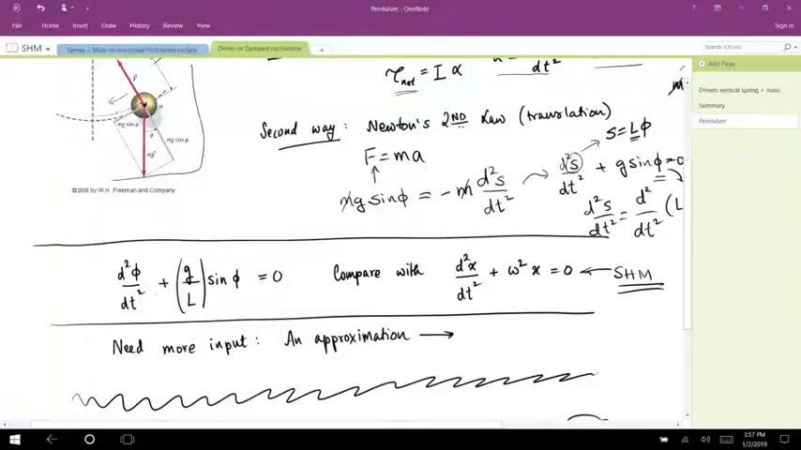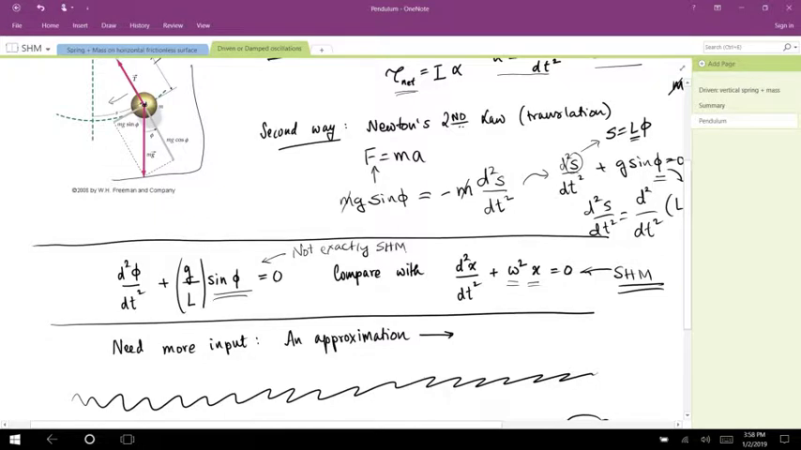Well, the d2phi/dt2 kind of looks like d2x/dt2. The g/L, maybe it looks like omega squared. Omega, remember, is a constant. g/L is also a constant, so we can compare them. But sine of phi definitely does not look like x. So this equation is slightly away from the SHM. Not exactly SHM. Okay, so what do we do about it?